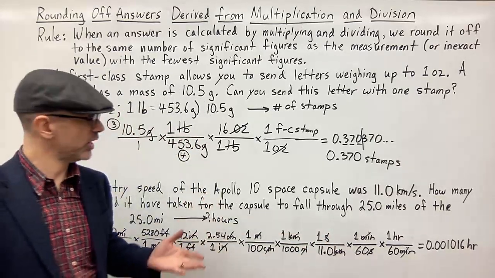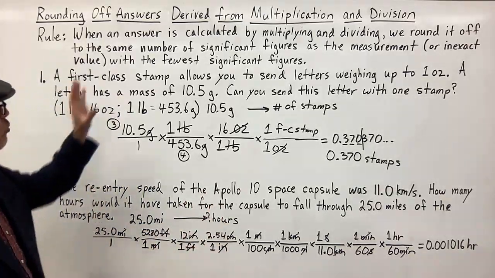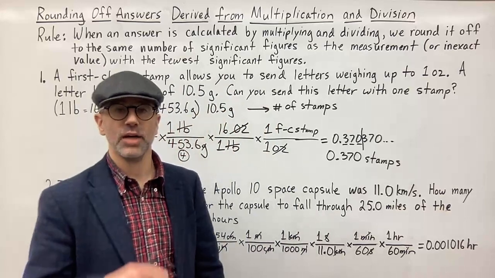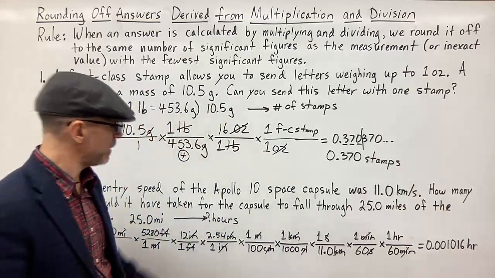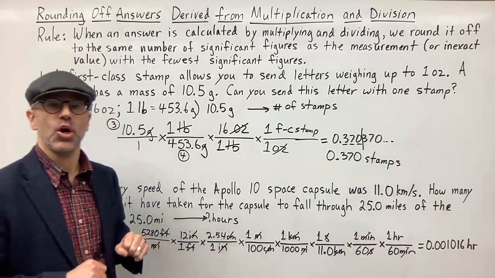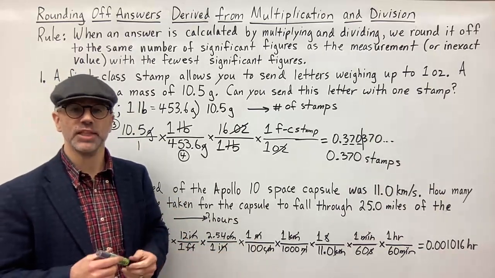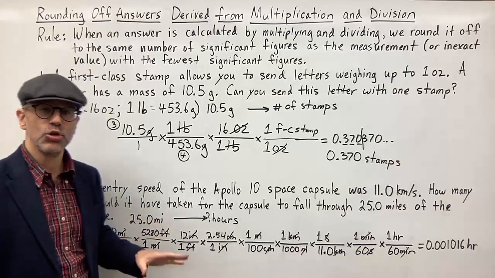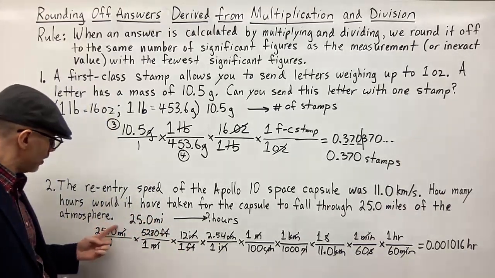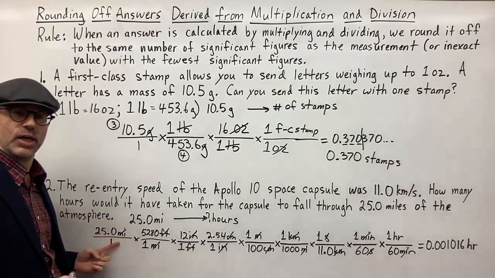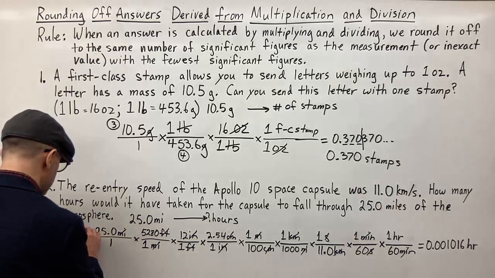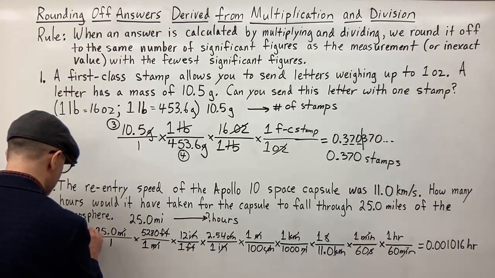How many digits are we allowed to keep? So remember, the rule is that my answer should have the same number of sig figs as the measurement or inexact value with the smallest number of sig figs. So we need to ignore anything that's exact. So here, this is the 25.0 miles I was given. That's 3 sig figs. That's a measure, so that's not exact.